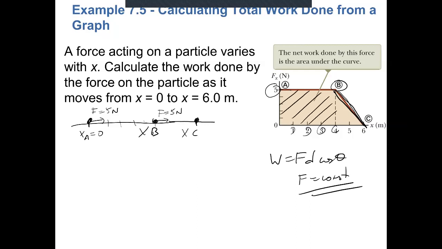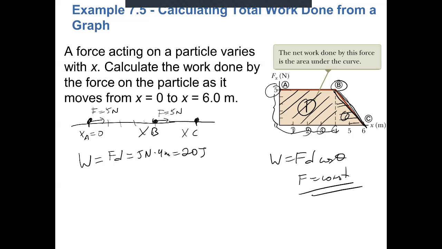Obviously I can't do the entire thing all together, but I can break it down into 2 segments. Here's segment 1, and here's segment 2. So for segment 1, the work done, remember, is the area under the graph. I look at the changing vertical times the changing horizontal. Changing vertical is basically the force, 5 newtons, and here this is just the distance. So base times height is 5 newtons times 4 meters, so I get 20 joules.